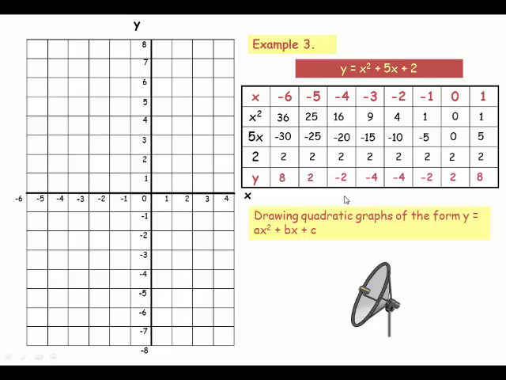Let's plot the coordinates. Negative 6, 8. Negative 5, 2. Negative 4, negative 2. Negative 3, negative 4. Negative 2, negative 4. Negative 1, negative 2. 0, 2. And 1, 8. Same shape as before.